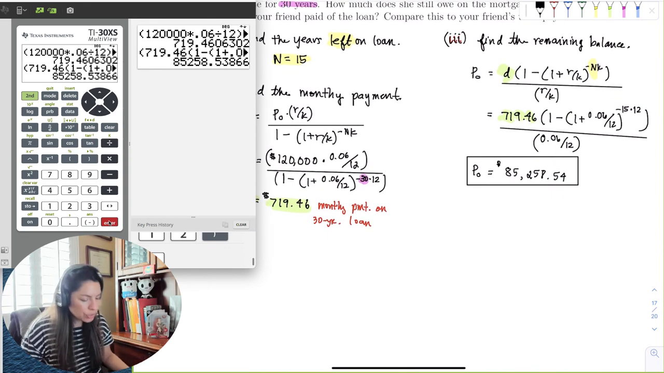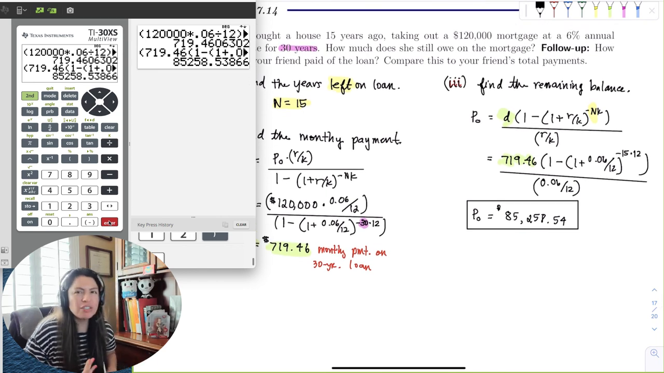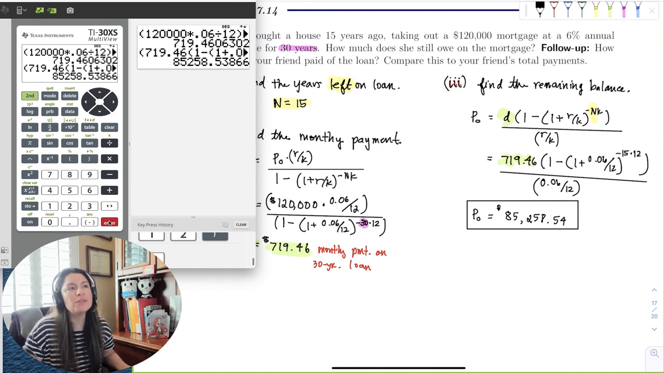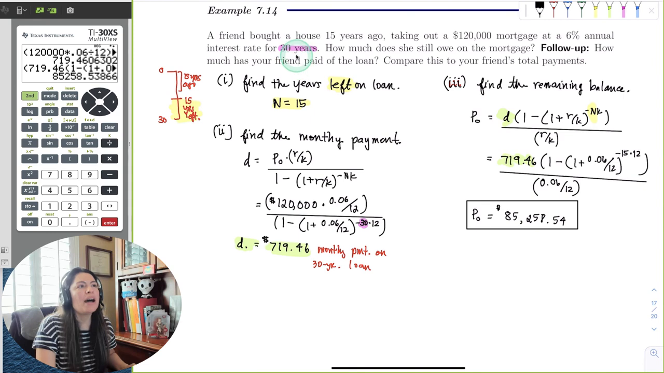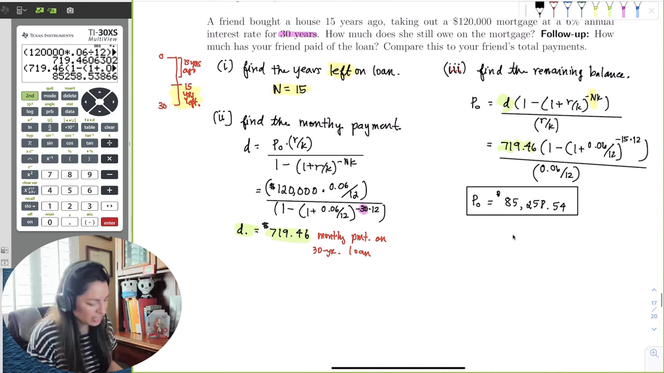What's interesting here is that 15 years go by. Your friend took $120,000 out, half of the loan years go by, and he doesn't owe half. He owes about 75% of the loan. So where did all that money go? It's insane, because you think half of the loan years went by, 15 out of 30 years, so you should have about $60,000 left. No, you have 75% left. You look at these two numbers, 120,000 and 85,000, and it doesn't seem like you really made a dent over 15 years. So let's try these follow-up questions.